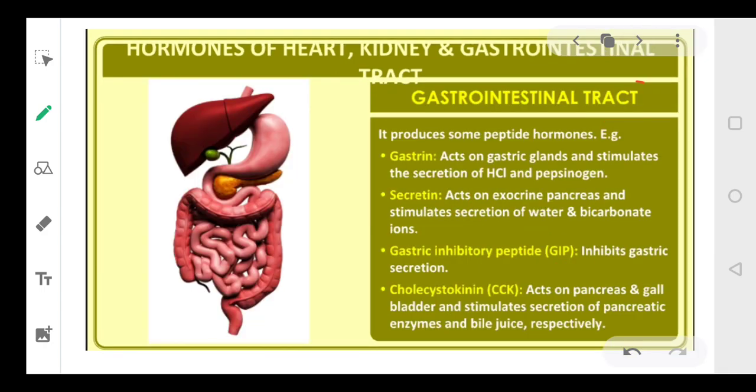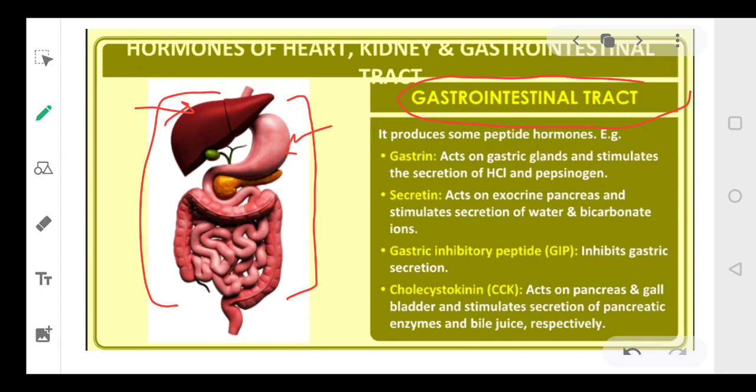Third is your gastrointestinal tract. Now just look at the diagram, everyone. This is your complete digestive and gastrointestinal tract. This is your liver, your stomach, the pancreas, small intestine, large intestine, rectum, anus. So this is your complete alimentary canal that we are talking about.